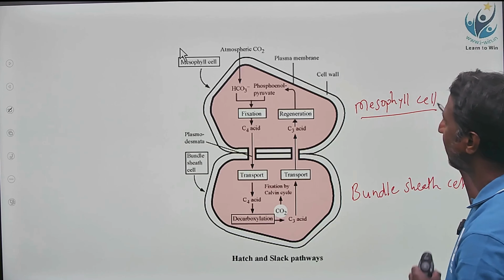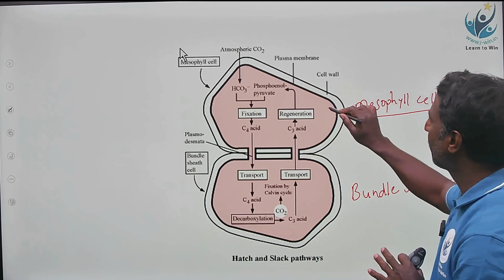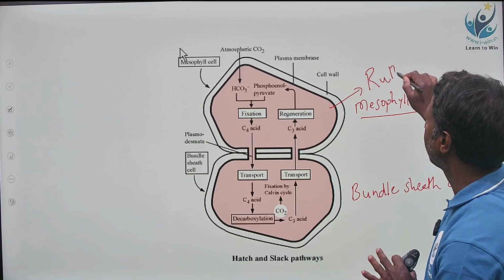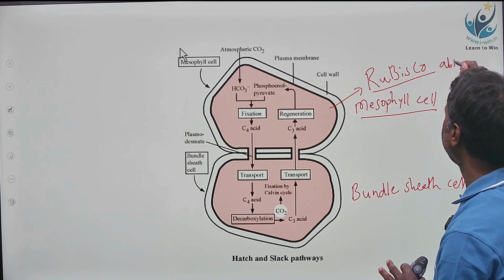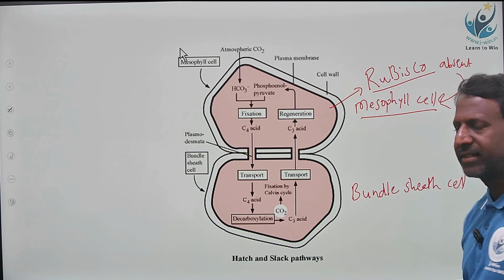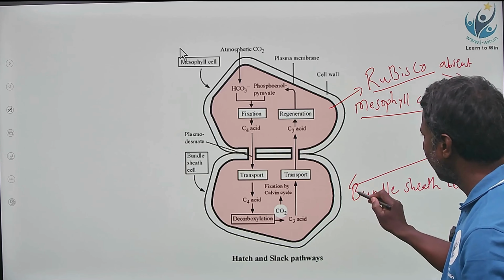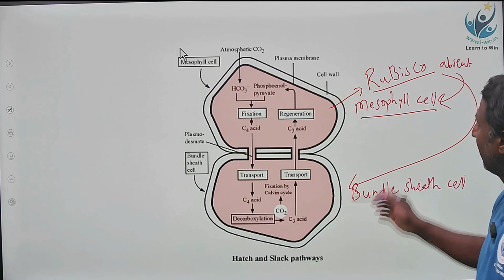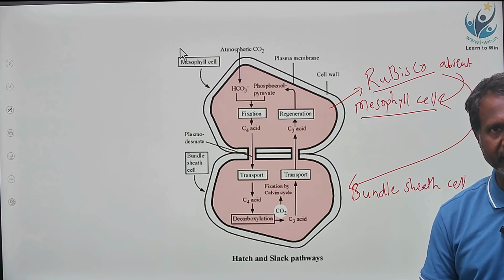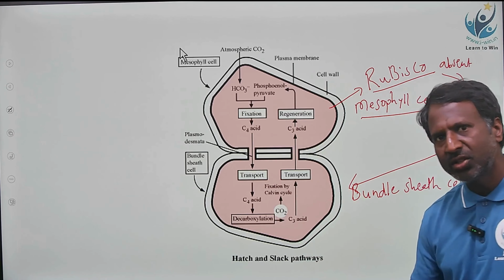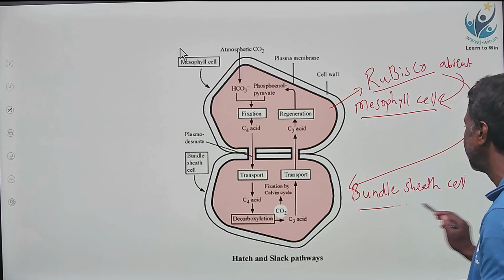Look at the mesophyll cell. In the mesophyll cell there is no Rubisco enzyme. Please note it down, this is very, very important, because this enzyme is absent in the mesophyll cells of C4 plants. But this enzyme is present in the bundle sheath cells, because without the Rubisco enzyme there is no Calvin cycle. The Calvin cycle does not take place in the mesophyll cells. It takes place in the bundle sheath cells.